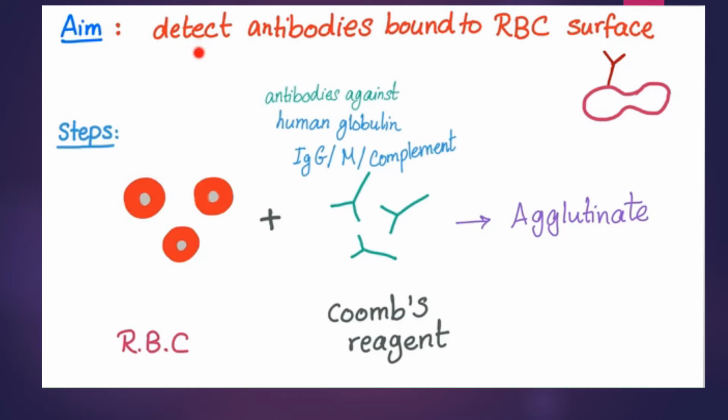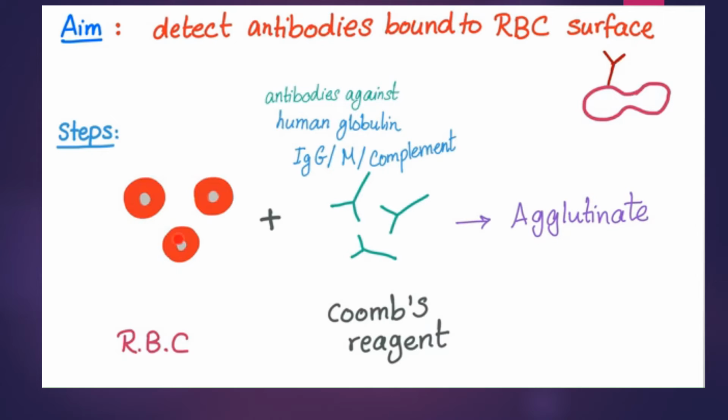Our goal is to detect antibodies bound to the red blood cell surface. So this is a difference between direct and indirect Coombs test. Direct test detects antibodies on the red blood cell surface. Indirect test detects antibodies in the plasma. So here are the steps.